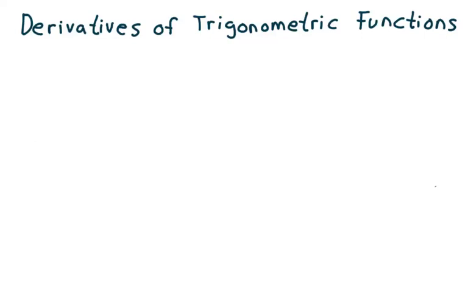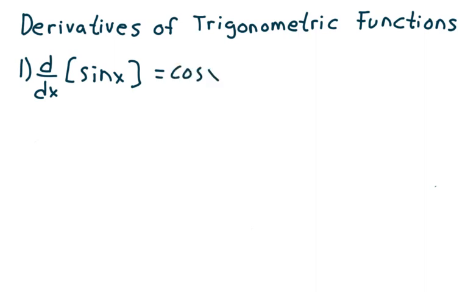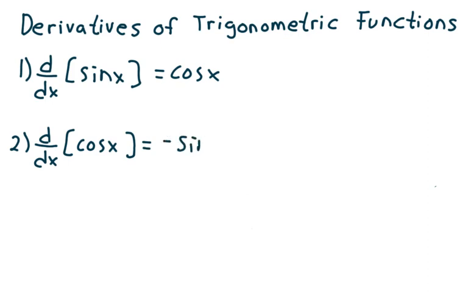In this video, we are going to look at the derivatives of trigonometric functions. So let's start by looking at the derivative of the 6 fundamental trigonometric functions. Number 1, the derivative of sine of x with respect to x is equal to cosine of x. Number 2, the derivative of cosine of x with respect to x is negative sine x.